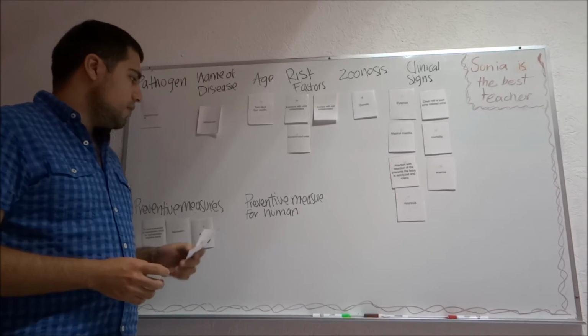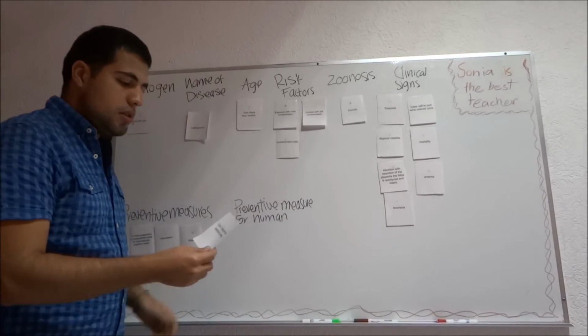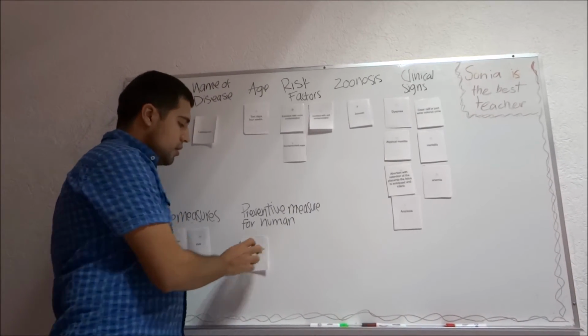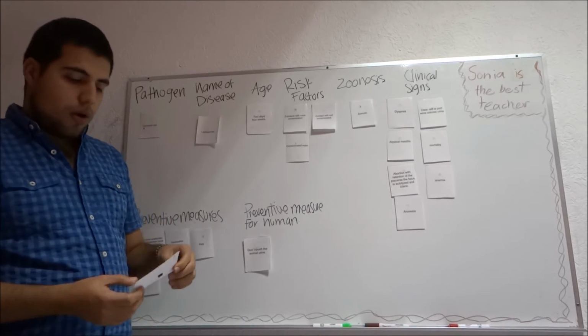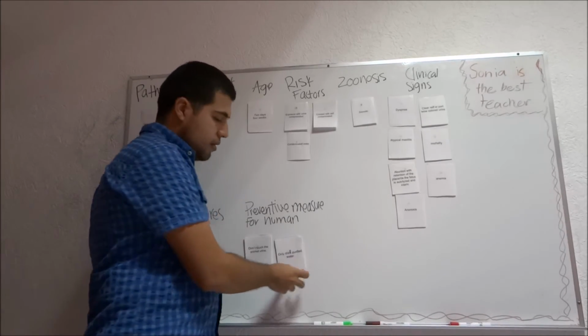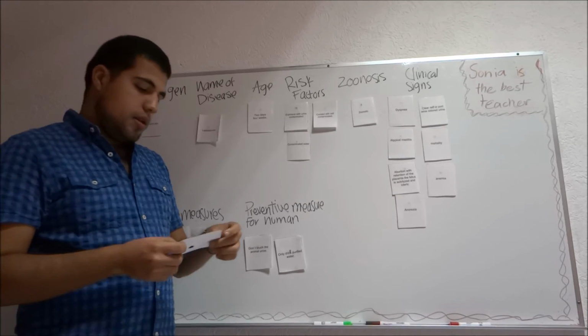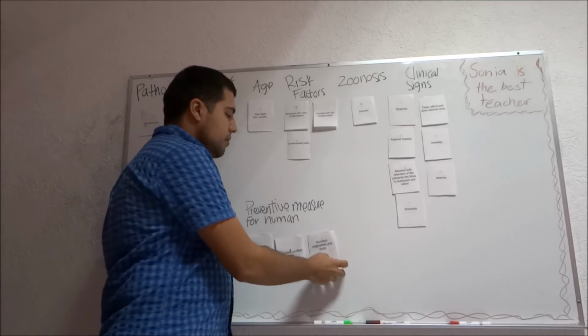The preventive measures for humans are don't touch the animal urine, only drink purified water, and disinfect vegetables and fruits.